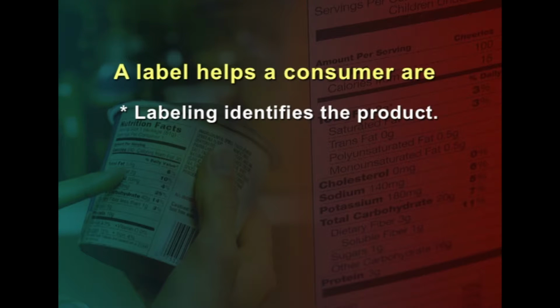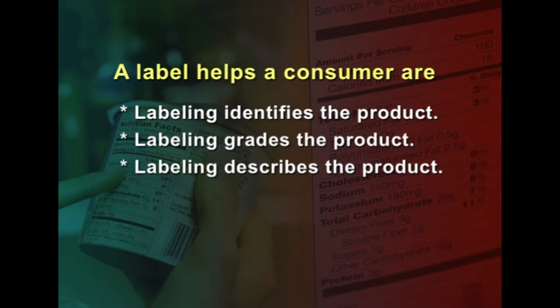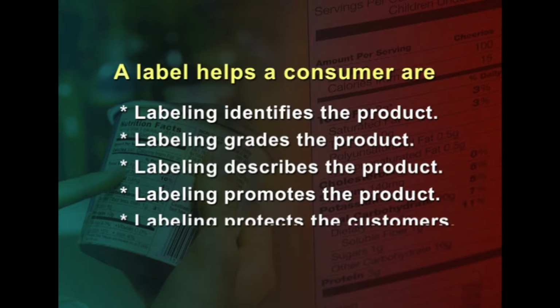to the customers. A label helps a consumer in several ways. They are: labeling identifies the product. It grades the product. Labeling describes the product. Labeling promotes the product. It protects the customers.